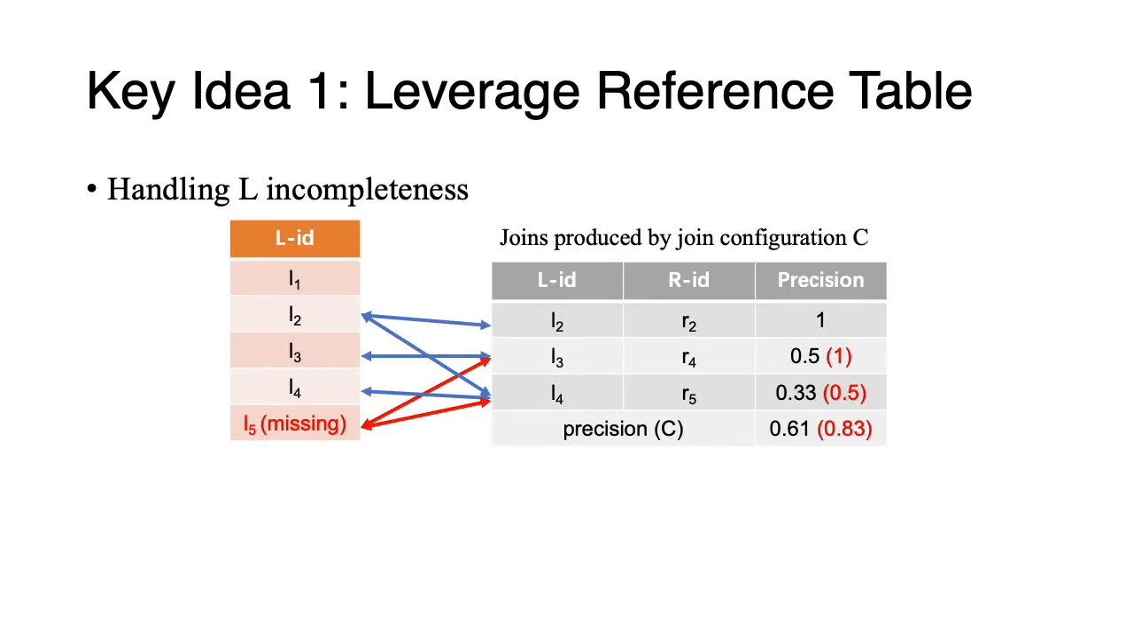We observe that in real-world datasets, the left table may be incomplete, where some of the left records can be missing. This can affect our estimation. For example, in the previous example, if the record L5 is missing, the precision of L3, L4, and L4, L5 will be increased because there are fewer LL joins.